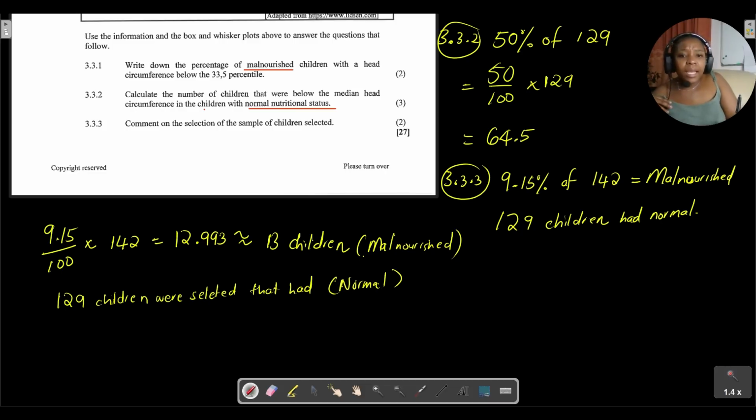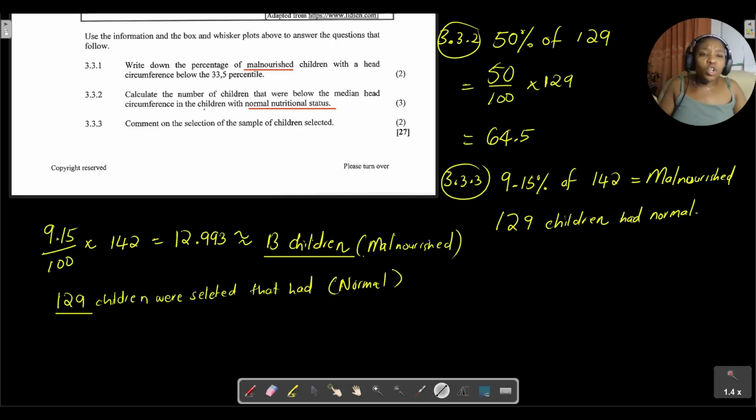So what can we see here? Do we see that already? The sampling is unfair. It's unfair because there are more children that were selected that had a normal nutritional status compared to the children that were malnourished. It makes the sample of the children unfair, biased. It favors the normal children. So obviously we can't rely on an investigation where the sampling is not fair.